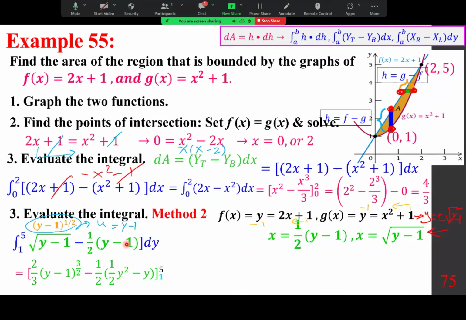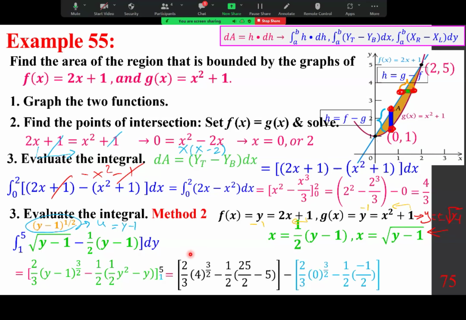Y gives you half of y squared. Negative 1 gives you minus y. And you're going to evaluate it from 1 to 5. Actually, evaluation takes a bit of time. It's not too big of a deal.